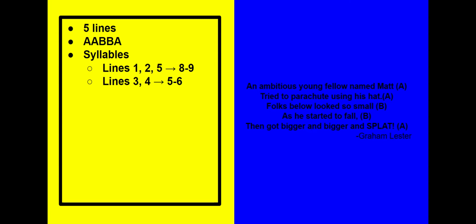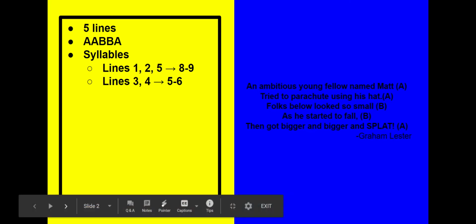So here is one. An ambitious young fellow named Matt tried to parachute using his hat. Folks below looked so small as he started to fall, then got bigger and splat. So there's my limerick, and it doesn't have any irony in it, so don't worry about looking for that yet. I just wanted to show you the structure of a limerick.